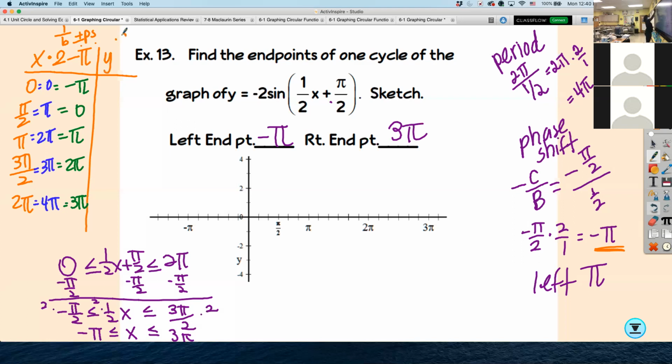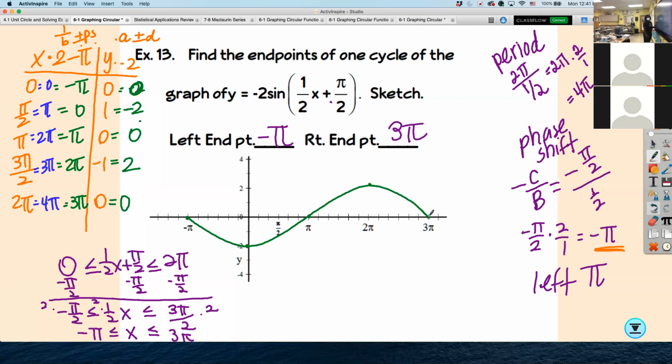Y's are pretty straightforward. I'm going to multiply by my a value and either add or subtract my d. I'm going to multiply all of my y's by what number? -2. Everything is building up together. So that's going to be -2, 0, +2, and 0. Then these will give me all the points that I need to graph. And as you can see, I started at negative pi and ended at 3 pi with a period of 4 pi radians.